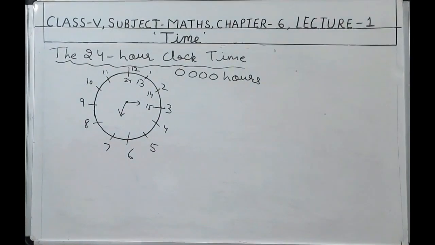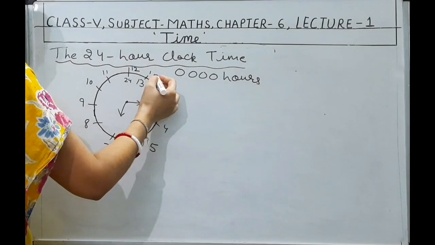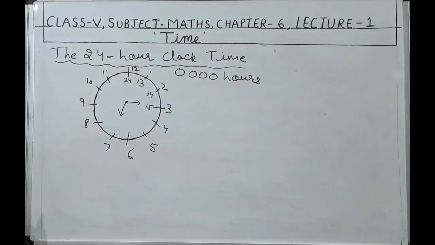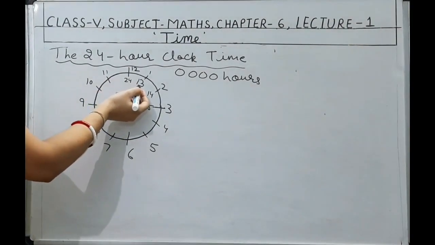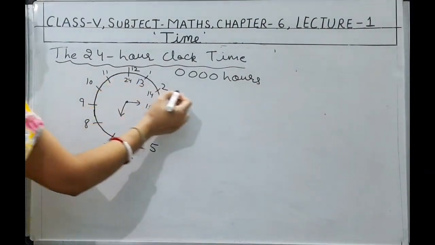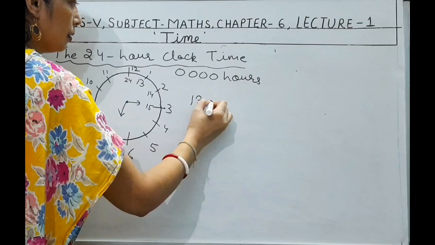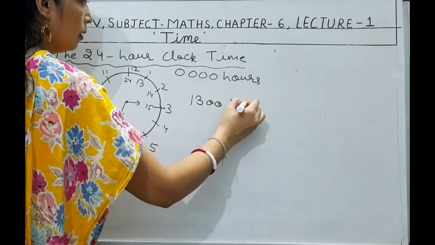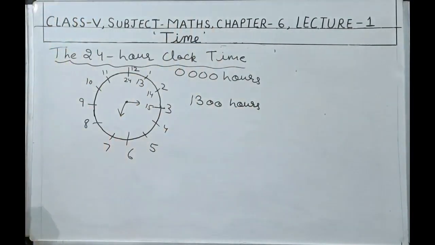In 24-hour clock time, we always express the time in 4-digit numbers. So how will we write it down? As time 1 p.m. it will be 1300 hours. Means 4 digits will be there.